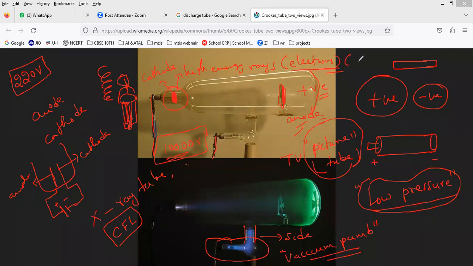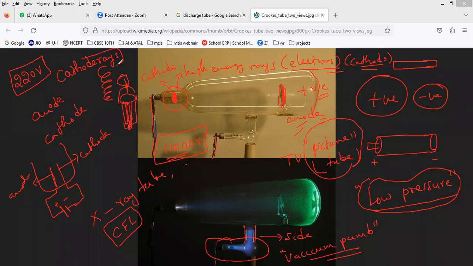And where are they coming from, Hari? He noticed that they are coming from the cathode. So as they are coming from the cathode, what are these rays called? Anyone? Please respond. Cathode rays.